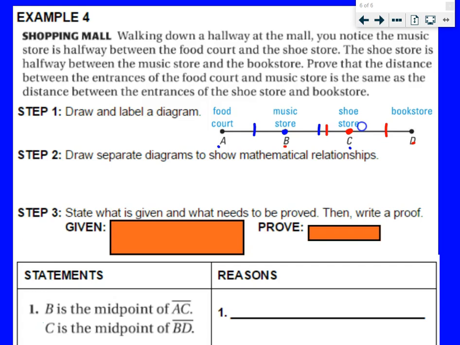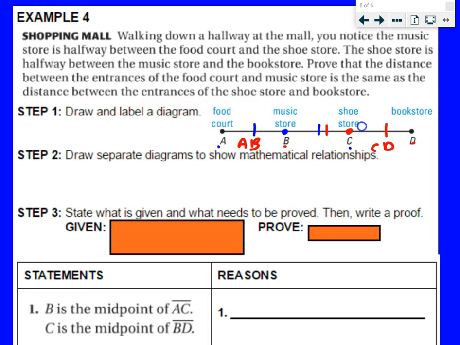Prove that the distances between the entrances of the food court and the music store is the same as the distance between the entrances of the shoe store and the bookstore. So we want to prove that AB is congruent to CD. All right, that's what we want to prove.